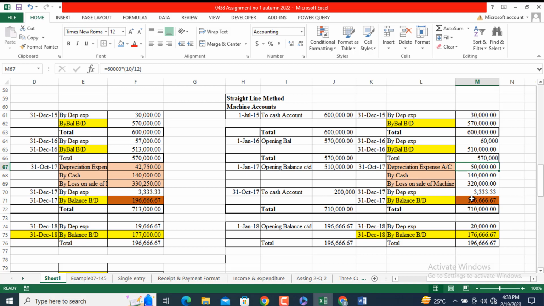So by depreciation expense, it is clear from here. We have charged this depreciation on the 31st December 2017, which is equal to 3,333.33. Look at this, the balance is the same under both methods. In year 2018, the depreciation expense charged is equal to 20,000. It will not change. Also, the book value of the asset will be diminishing over the years. So this is the total amount.